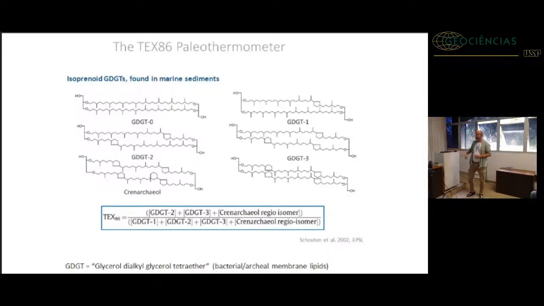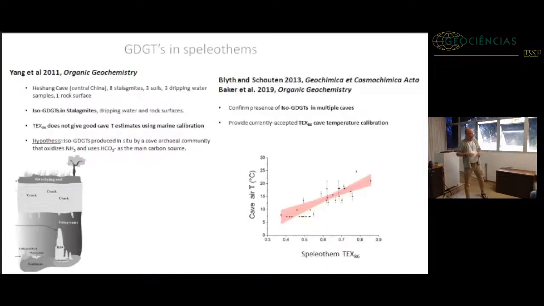No? Okay. The cool thing is these archaea also exist in caves, right? And I think the first paper that we know of is by Yang et al. in 2011, who looked in one of the Chinese caves and found them. They also registered that the changes in TEX86 went together with changes in the oxygen isotope. So, oh, that's interesting. But when they tried the then marine calibration, they got the wrong temperatures. Okay.